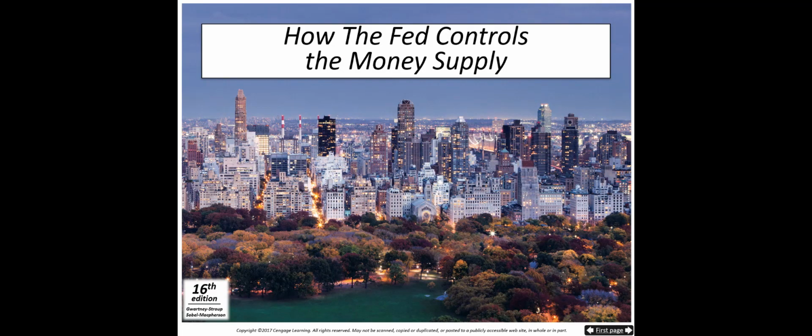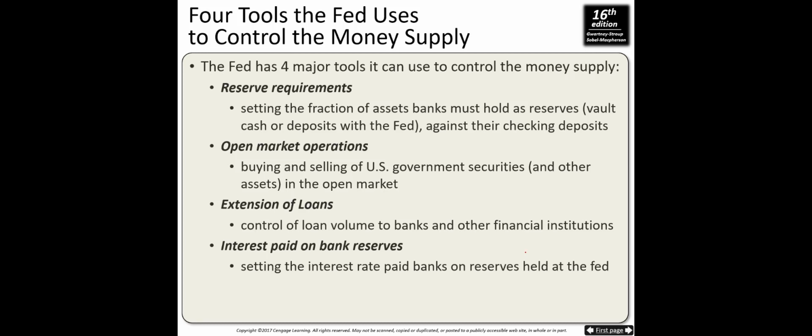Now, the next topic is how the Fed controls the money supply. The Fed has 4 major tools it can use to control the money supply. First of all, the Fed can set the required reserve ratio. So if it's 20%, that's set by the Fed, and actually the Fed can increase this reserve ratio or decrease it. Second, open market operations: the Fed buys and sells government bonds, government securities, in the open market. Third, extension of loans refers to control of loan volume to banks and other financial institutions. And fourth, the Fed actually pays interest on bank reserves. So let's learn each of them.